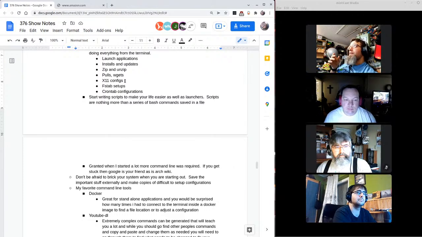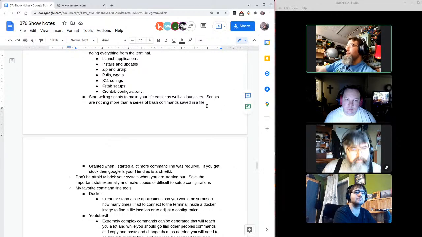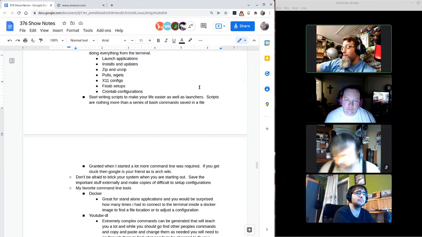And then X11 configs, instead of using any of the built-in display managers or anything like that, I would use X11 configs to set things up the way that I wanted. I was doing my own fstab setups instead of using the drivers tool. Now, granted, when I first started doing this, the drivers tool didn't exactly work all that well for setting up what happened when a drive connected at boot. So fstab was pretty important.